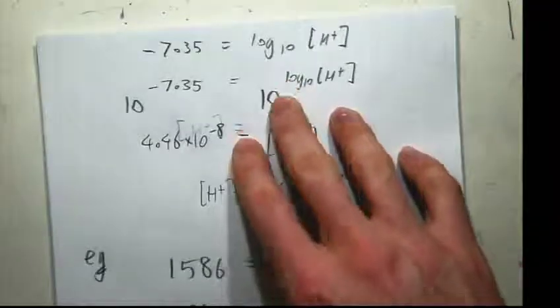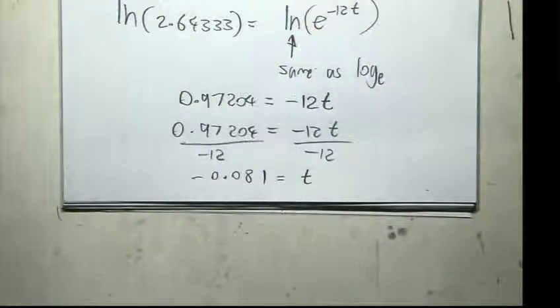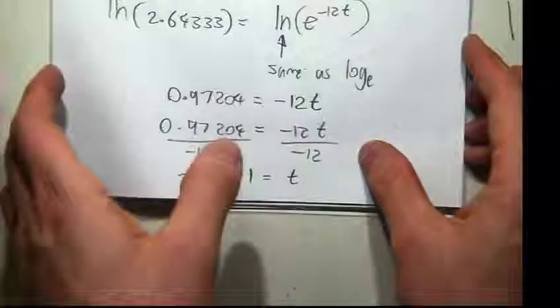Okay, so the key point I want to make here is that the moment you want to get rid of a log, you should do the matching power. And the moment you want to get rid of a power, you should do the matching log. The matching log to e is ln. The matching log to 10 is log 10. And if you don't know how to do the matching log because your calculator doesn't do it, you can do whichever one you want.